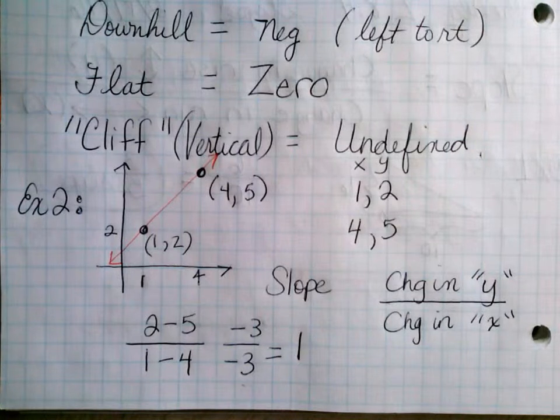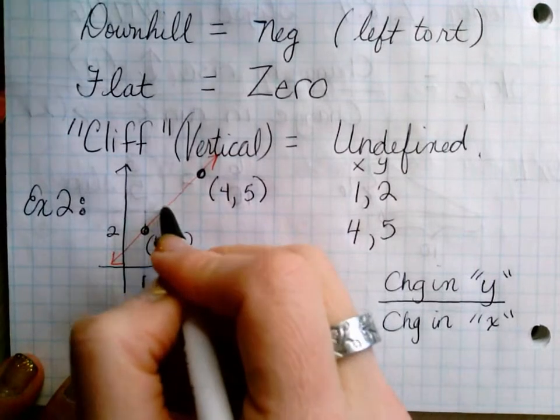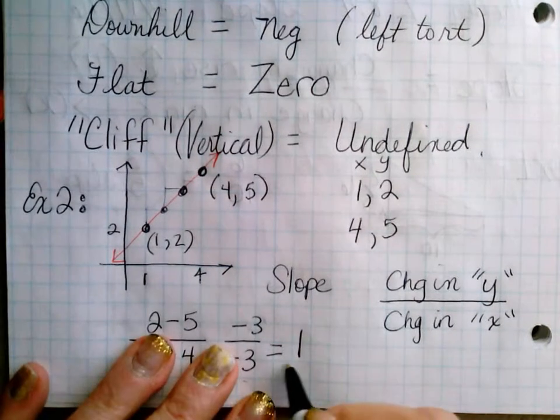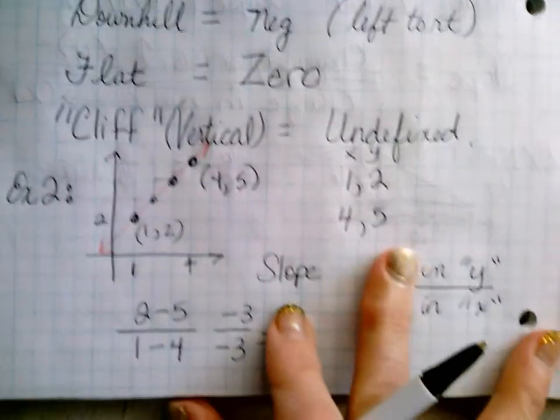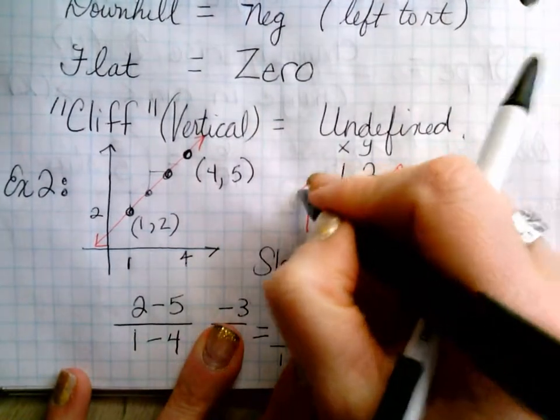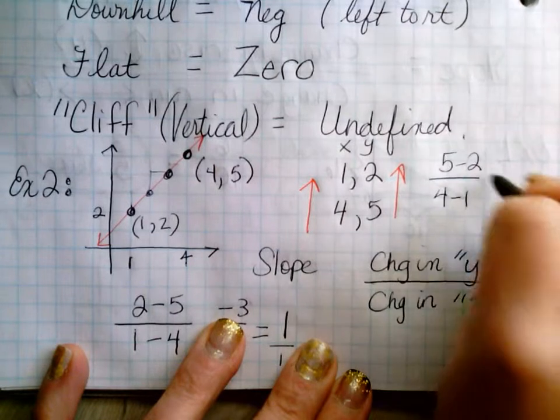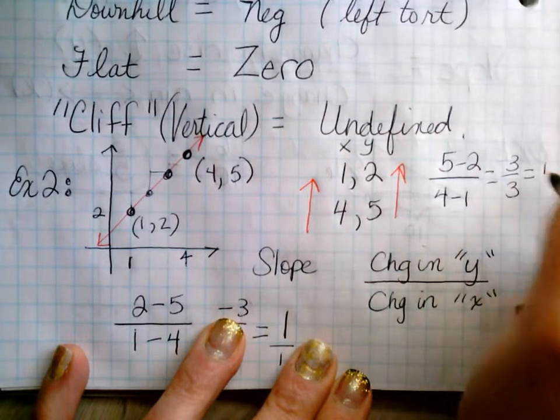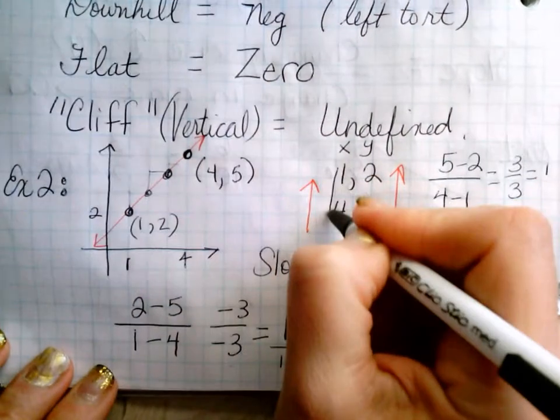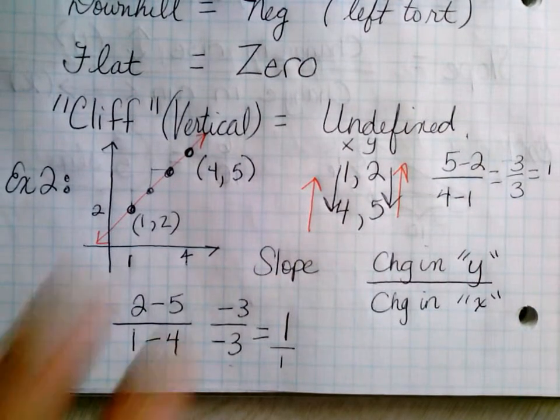Which means for every move up, we go over 1. And that's true. Up 1, over 1. Okay, that's all that means. You can look at it as 1, or you can look at it as 1 over 1. Either way, it's the same exact thing. If I go this way, and I subtract, the y values go on the top, 5 minus 2, 4 minus 1, I get 3 over 3, which is the exact same thing. As long as you go the same order. This time I went down. This one I went up. Whatever is easier for you in your brain.